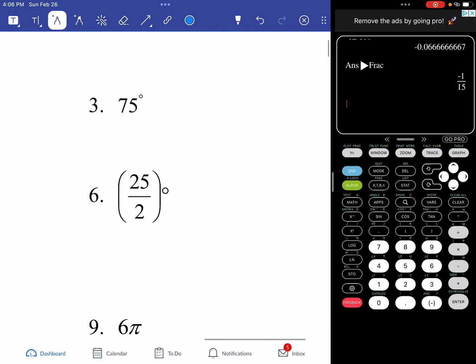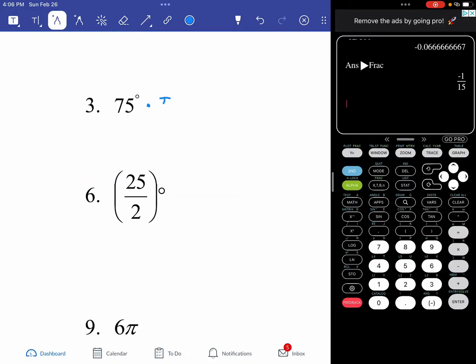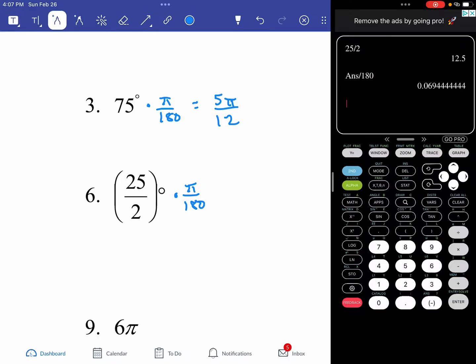Moving on, the last two here. Again, multiply by pi over 180. 75 divided by 180. Change your decimal to a fraction. You get 5 pi over 12. And the last one. So 25 divided by 2. We're going to divide that by 180. And we get our fraction, which is going to be 5 pi over 72.